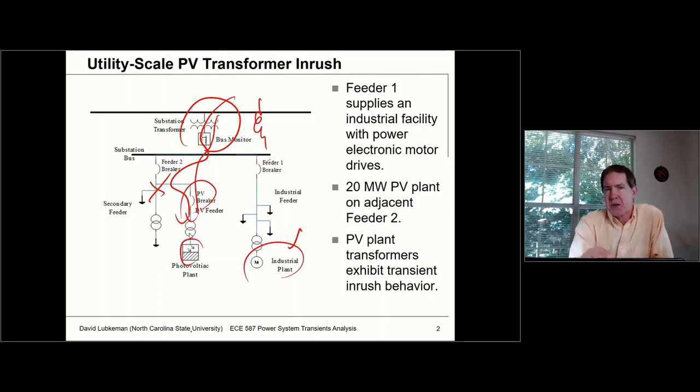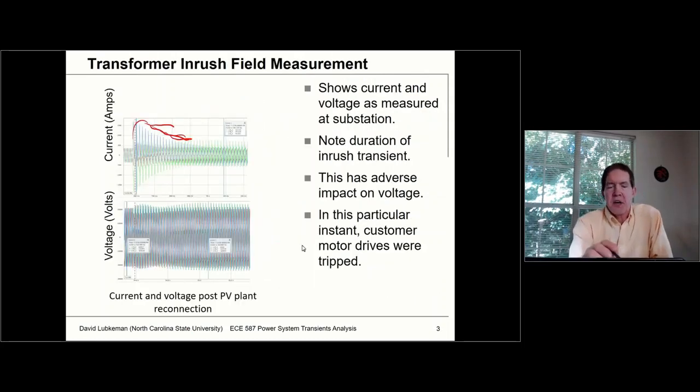If you have a large amount of current going to that photovoltaic plant, it's going to cause a large voltage drop across that substation transformer, which is going to cause a voltage dip at the industrial plant. And so if you look at the recordings, not only do you see the current inrush, the fact that current spikes, but because it's interacting with the substation impedance, we see a voltage drop.